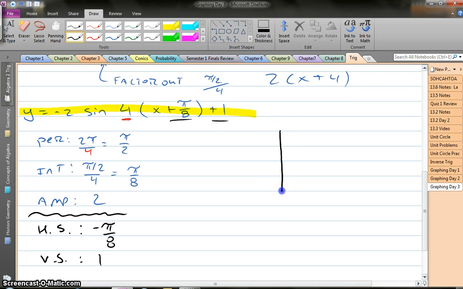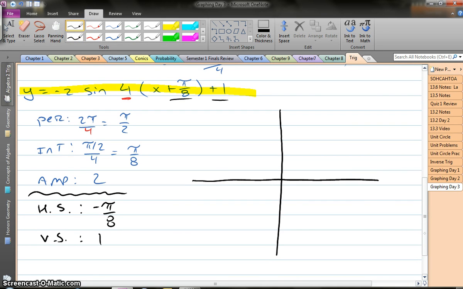So let's draw my axes. We have a period of pi over 2 and an interval of pi over 8. Now, this one's not as easy as the last one. Think about it. This is 1/2 pi. So how do I write 1/2 pi over 8? Well, 4 pi over 8. So I have 1 pi over 8, 2 pi over 8, 3 pi over 8. 2 pi over 8 reduces to pi over 4, and then 3 pi over 8 stays home. So that's how I broke up that one.